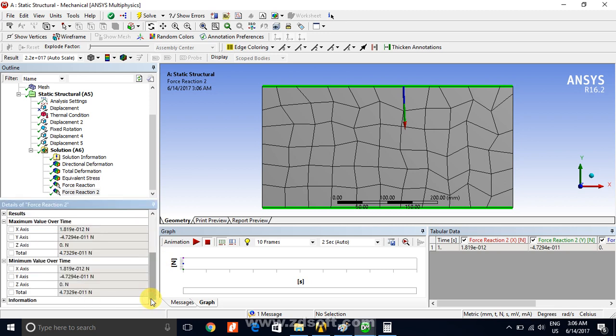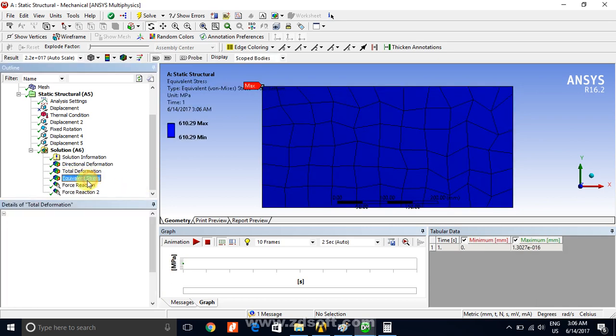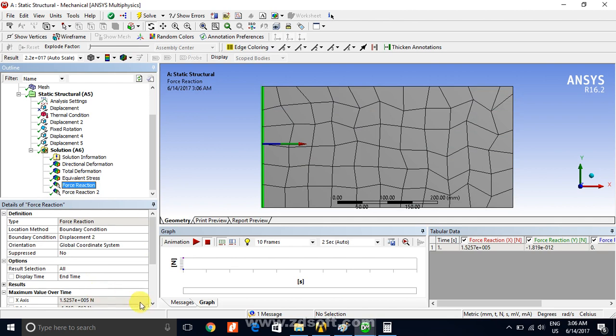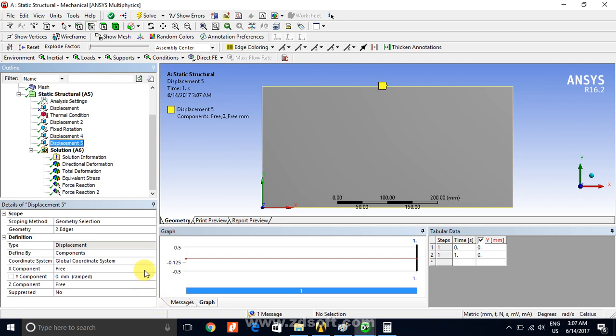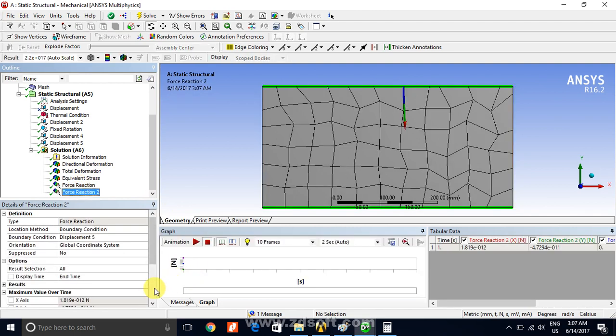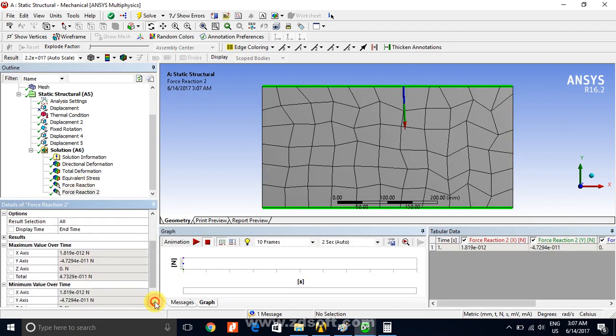It should be the resultant, it is giving the resultant, so we have to do something. Here you can see the resultant force at this boundary is coming 1.557 into 10 to the power 5 Newton, but because both are modeled with the same, that's why the resultant is coming 0.